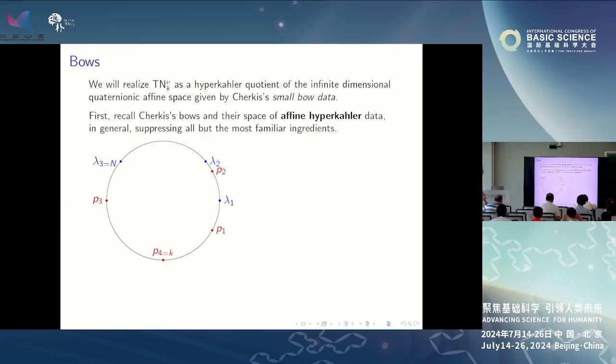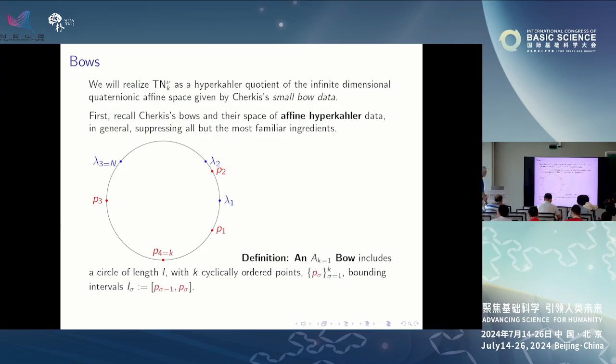So we're going to have some circle of, say, length L. And on that circle, we're going to have k marked points, which I'm calling P1, P2, P3, and my k is equal to 4 in this picture. And then between those k points, we'll have intervals I sigma going from P sigma minus 1 to P sigma. And then in addition to those P points, we have lambda points. We have the red and the blue.